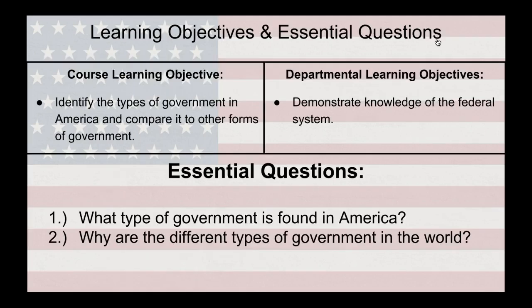All right. So this takes us back to our objectives, and so after reading the correlating assigned reading and listening to this lecture, you should be able to answer what type of government is found in America and what the different types of governments in the world are.